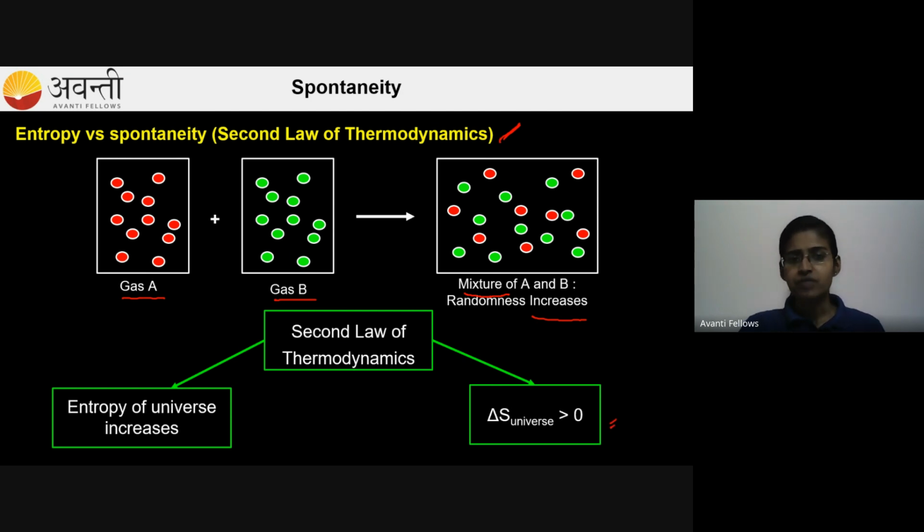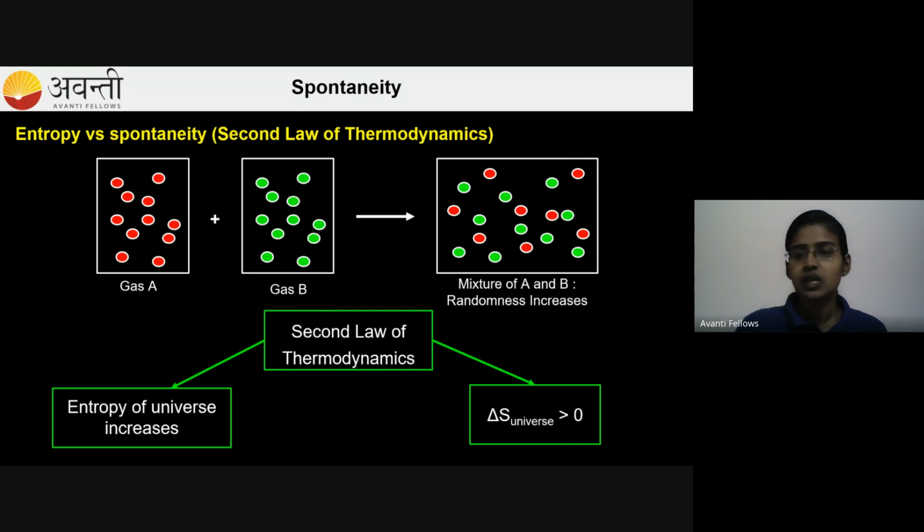Okay, clear for all? What is the first law of thermodynamics? Delta U is equal to Q plus W. This is the first law of thermodynamics. Now delta S greater than 0, that is, the change in entropy of the universe is greater than 0, is the second law of thermodynamics.